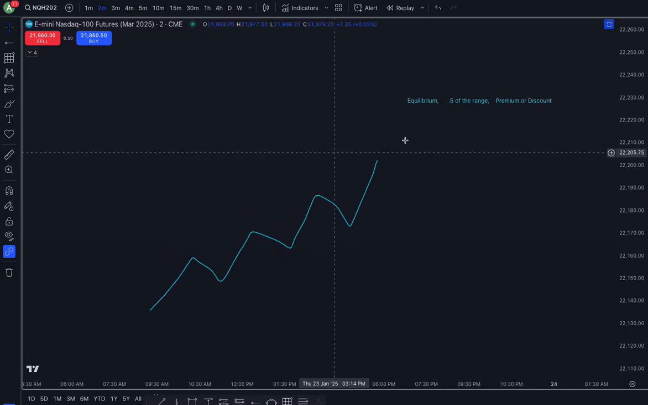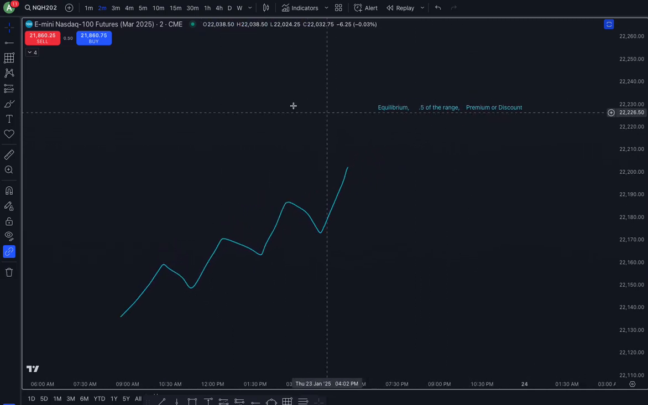Today we are going over equilibrium. You'll hear it referred to as the 0.5 of the range, or the 50% of the range, or premium or discount of the range.